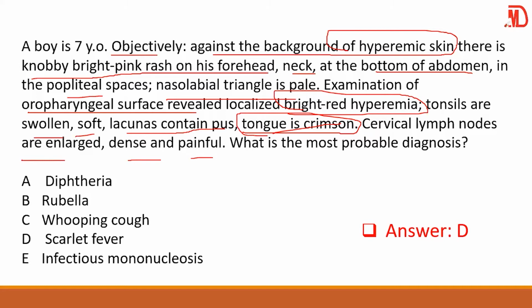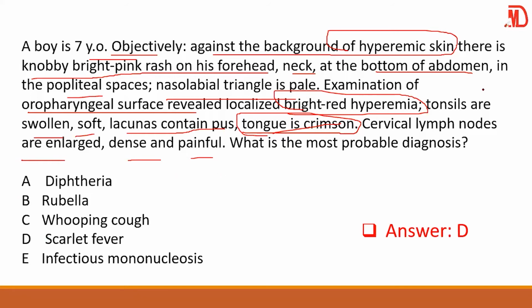All right. Again, we are saying that a 7-year-old boy, against the background of hyperemic skin, that means redness of the skin, has a bright pink rash on his forehead. This is very, very specific for scarlet fever. And not only that, it is also accompanied by high fever. Unfortunately, they didn't mention fever, but it comes with high fever and then sore throat.